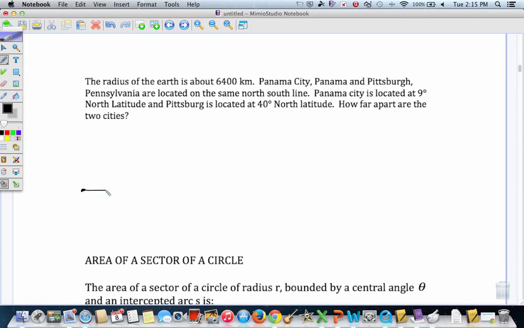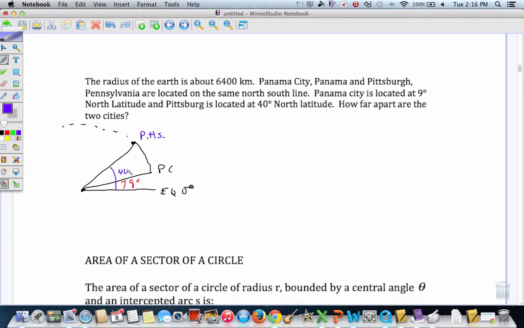Well, if you recall some of your social studies work, we'll get a quick little sketch here. We know latitude starts being measured at the equator, and the equator is 0 degrees latitude. So then it tells us that Panama City is at 9 degrees north latitude, so from here to here is 9 degrees, and that Pittsburgh, Pennsylvania is at 40 degrees north latitude. They're on the same north-south line, so if you think about the Earth or a globe or whatever, you can see it'd be a circular section that keeps going all the way around. We'll just do the part of it.